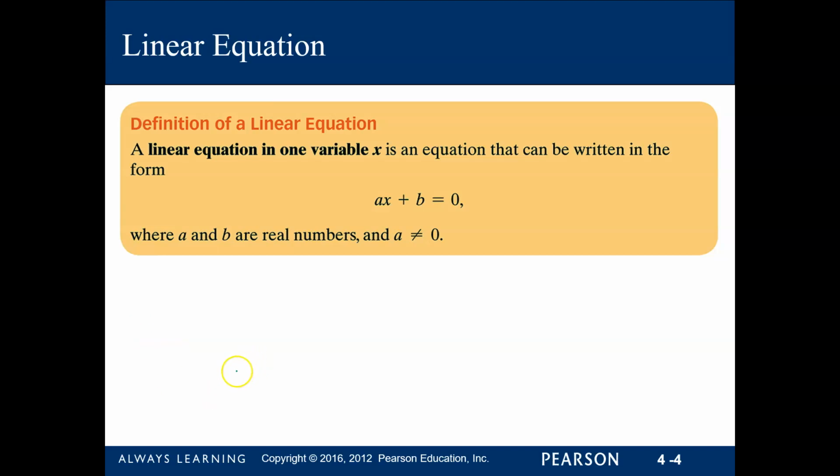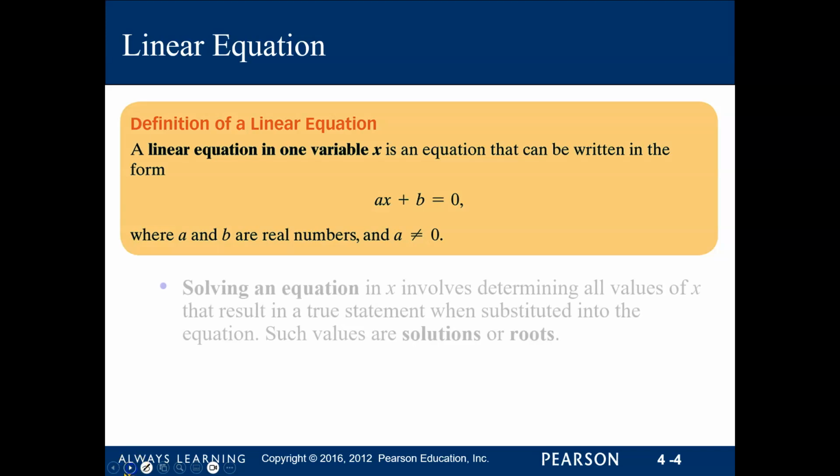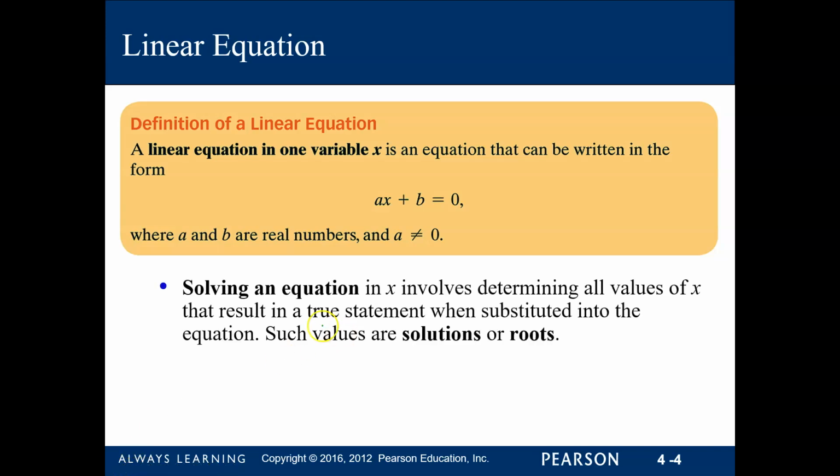So when we talk about a linear equation, it only has the variable x, and it could be written in such a way that it looks like ax plus b equals 0, where both a and b are real numbers. When we are talking about solving an equation, we are going to determine all values of x that could make the equation true. When we substitute the value into x, it will make the equation true, and those numbers that we get are what we call solutions or roots.